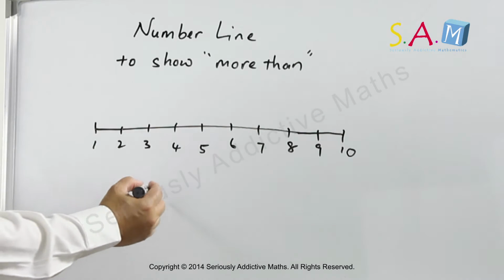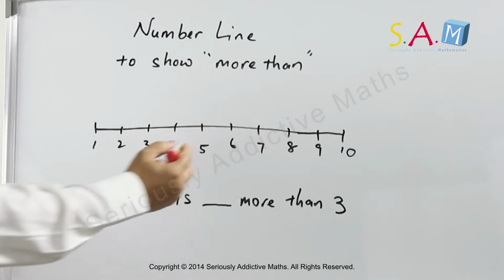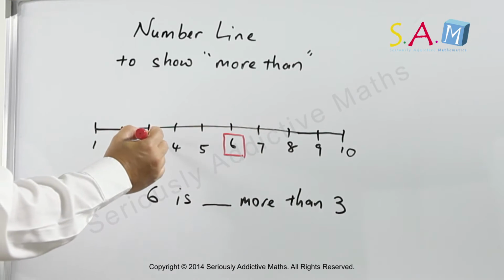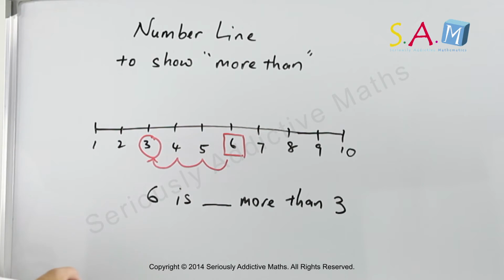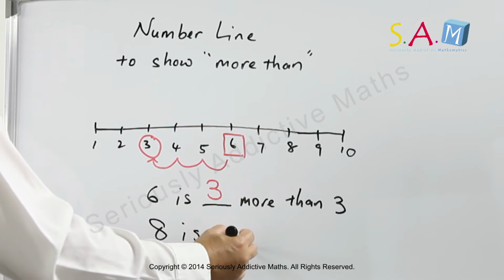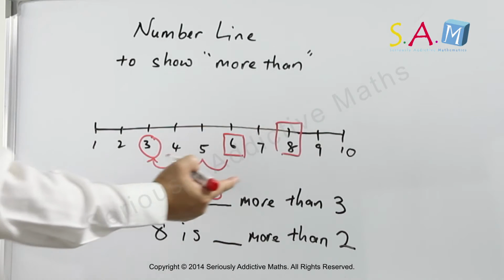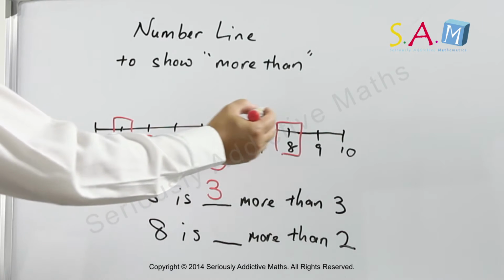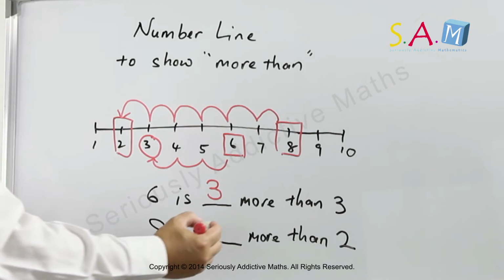For example, 6 is how many more than 3? We have 6 here and we have 3. So 6 is 1, 2, 3 more than 3. Another example, 8 is how many more than 2? So we have the number 8 here. It's how many more than 2? So we can show that it's 1, 2, 3, 4, 5, 6 more than 2.